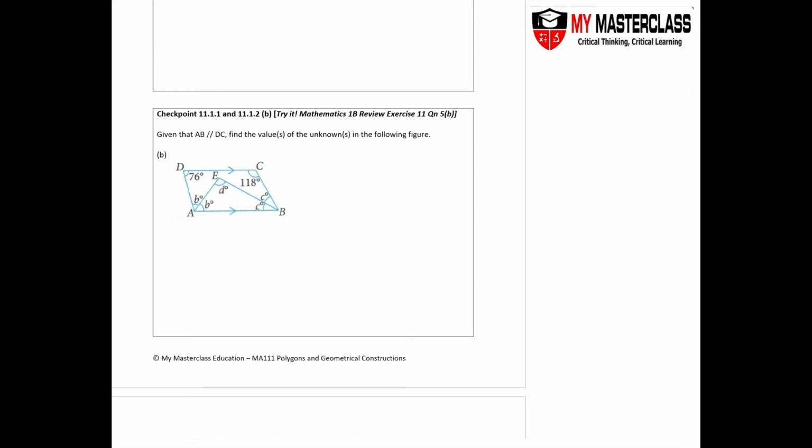Let me draw this for you. You have 1 and 2. This actually indicates that it is an interior angle. So 180 minus 76, divided by 2, would give you the B angle. Reason? Interior angles, because these two angles, when you add them up together, are 180. Right? So B would be equal to 52 degrees here.